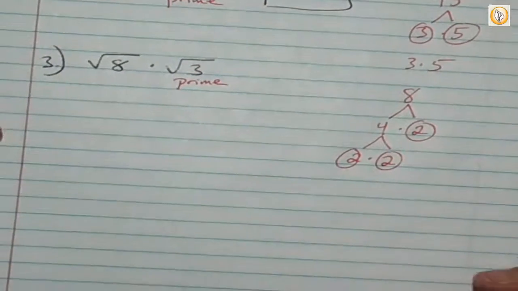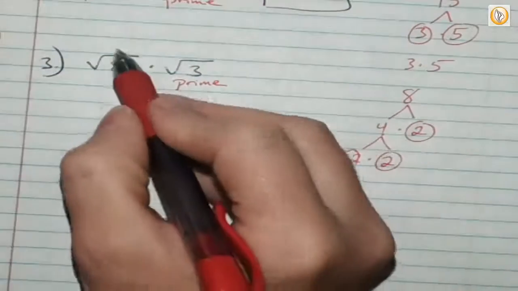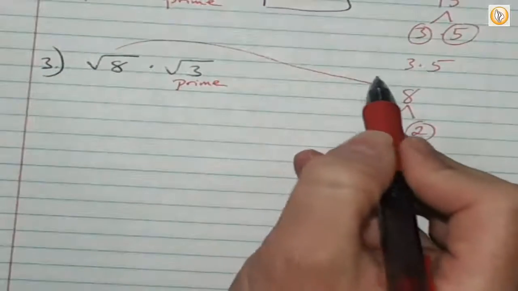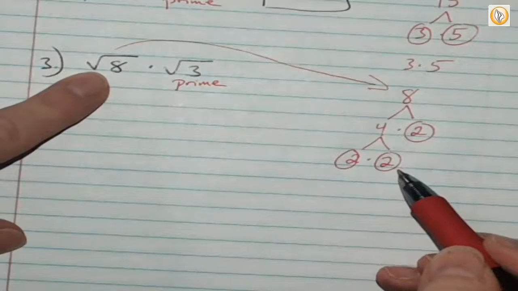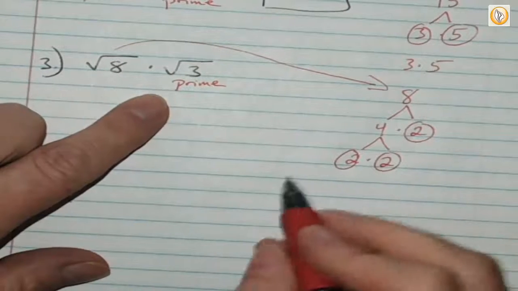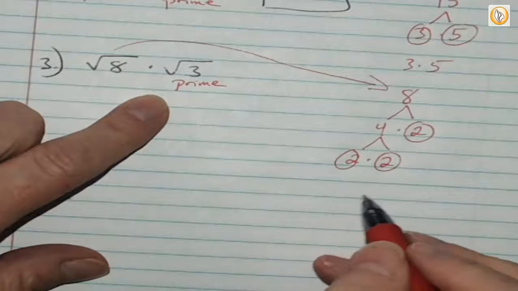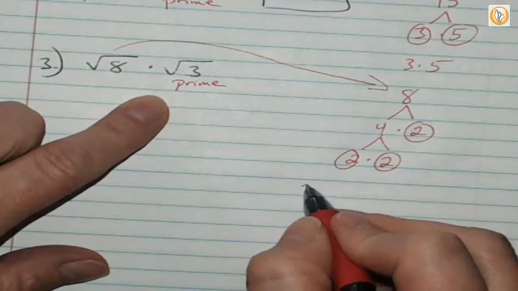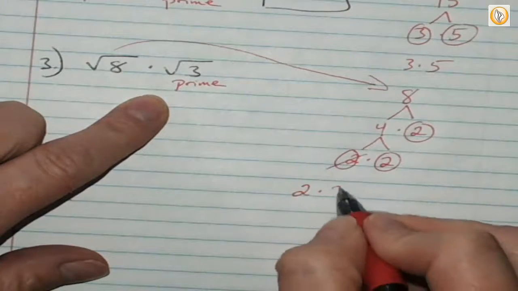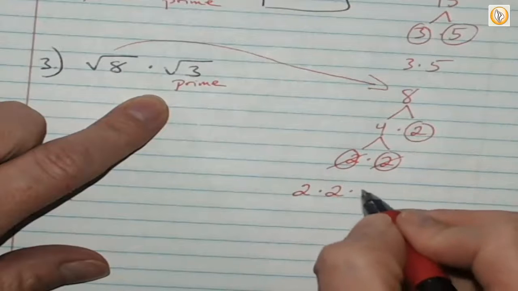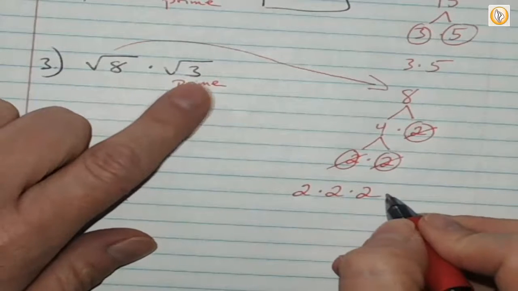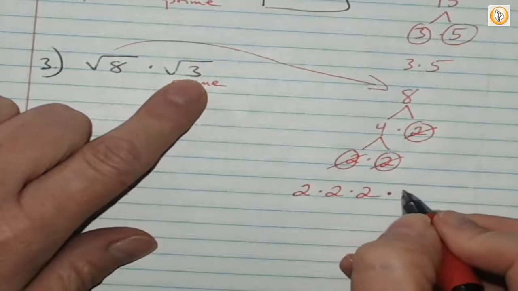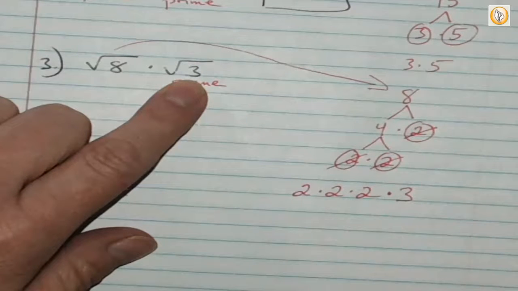All right, so now I'm going to draw an arrow. We factored out the square root of 8. I'm going to write down, just like I did last week, my prime factors. 2 times 2 times 2. And then I'm going to add to it that prime number, 3.